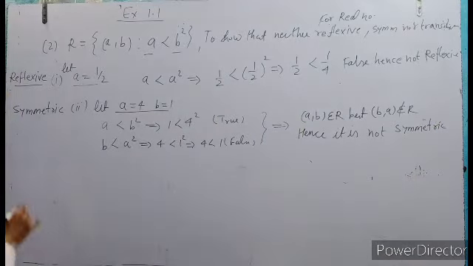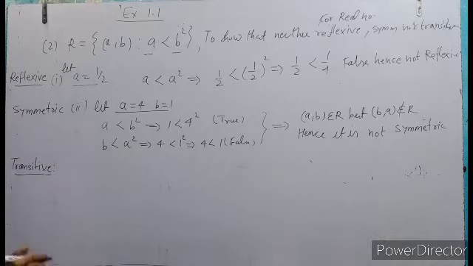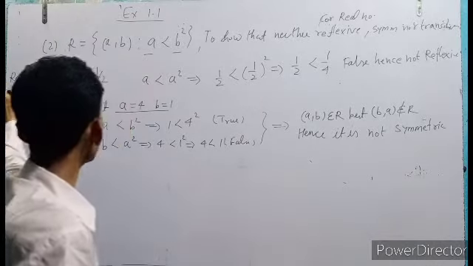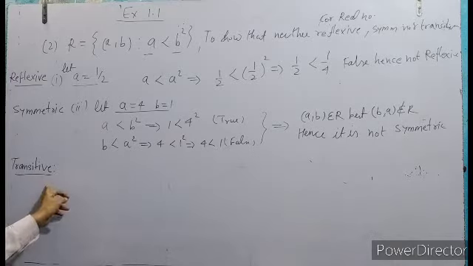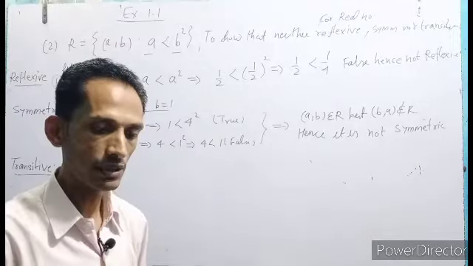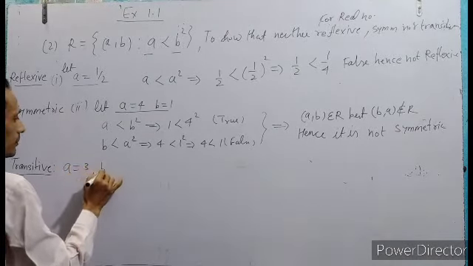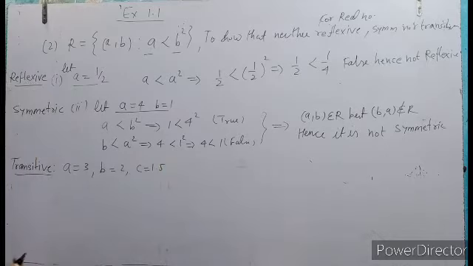Now come to the third. What is the third? Transitive. Keep in mind, we have to take such an example which can make all these conditions false. If it is false, it will not be reflexive. If it is false, it will not be symmetric. Similarly, we have to take such an example that can make transitive false. So how can we take this number? If we take a equal to 3, b equal to 2 and c equal to 1.5. You have to take such an example according to this rule and follow the rule.